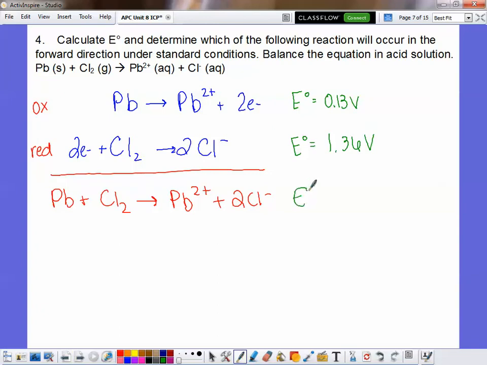So what is my E of the cell? 1.49 volts. So will this reaction occur? Yep. All right.